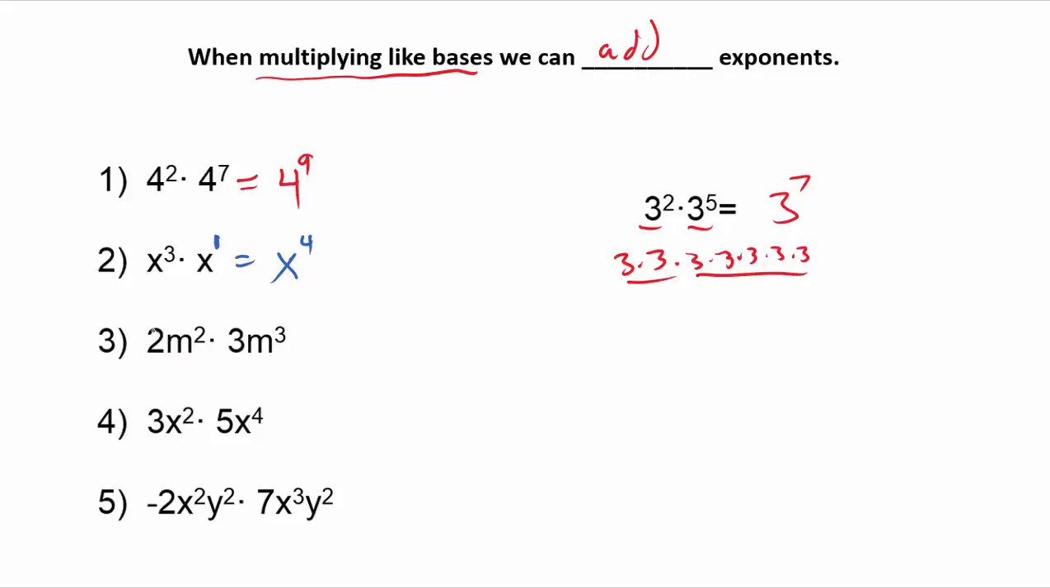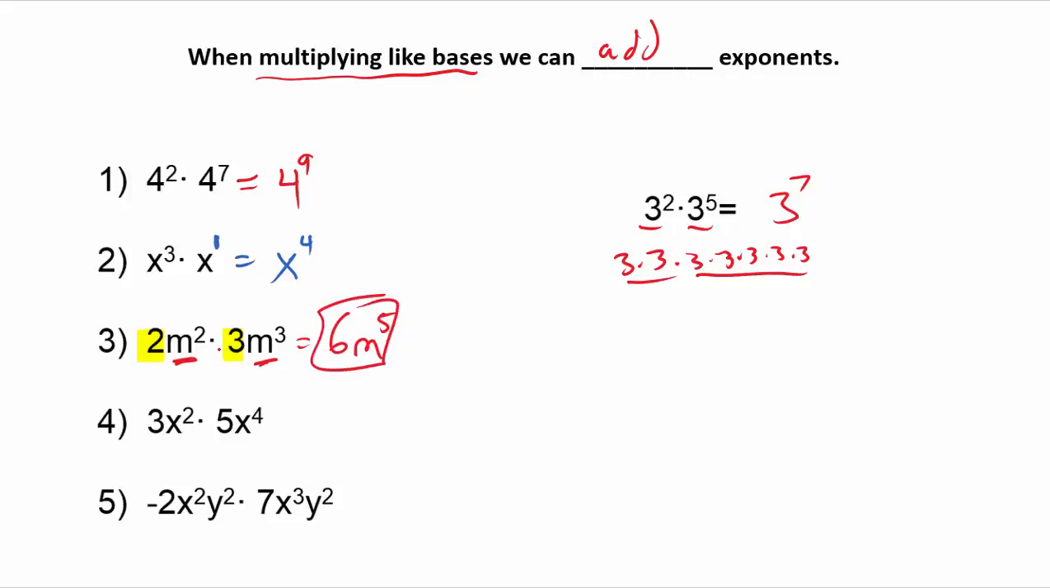So a common mistake is people want to add these numbers out front. They want to say 5m to the 5th. But remember, you know how to multiply these. This is multiplication, and you know how to multiply big numbers. These two big numbers are going to equal 6. 2 times 3 is 6. It's only the little numbers that we're going to have to add here, m to the 5th. So we only add the exponents, not the coefficients in front of them.